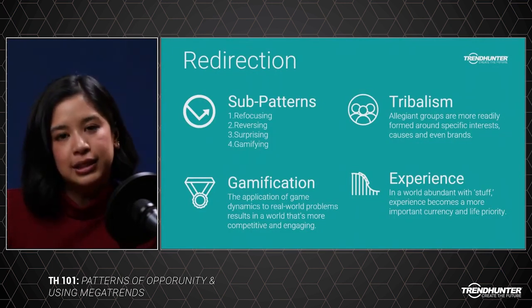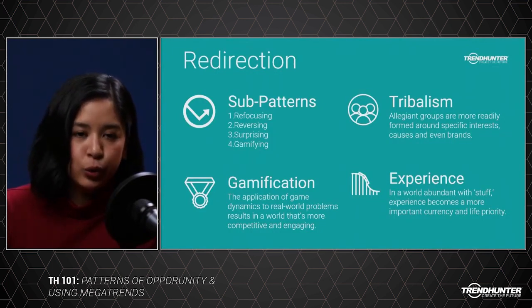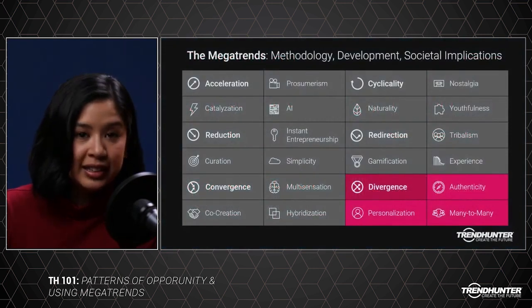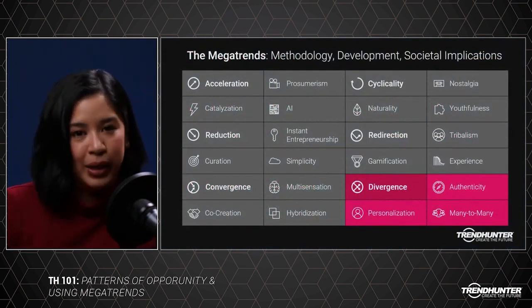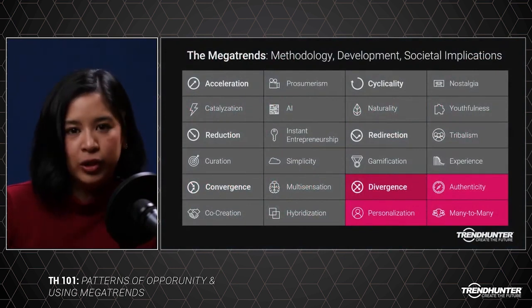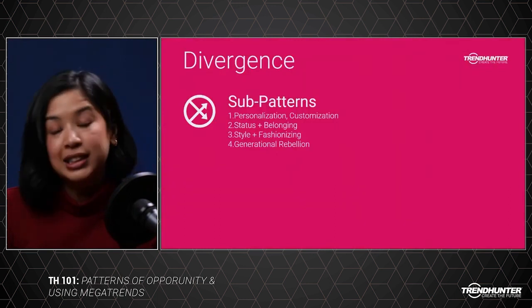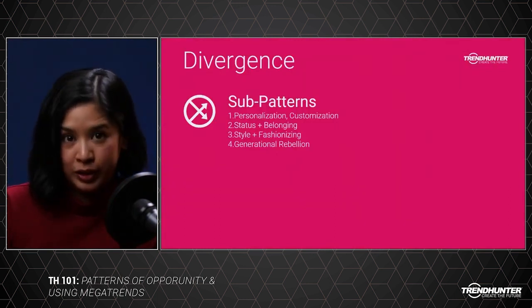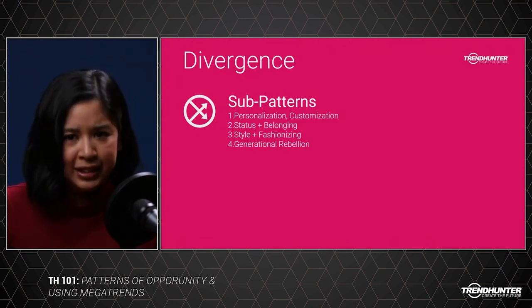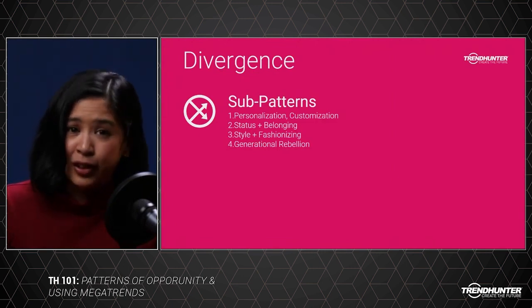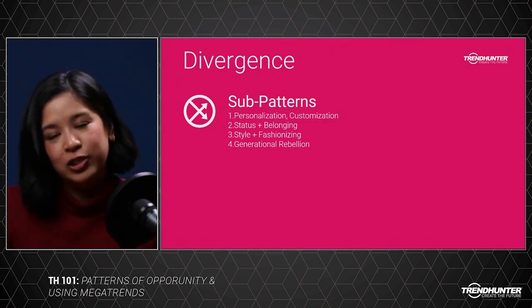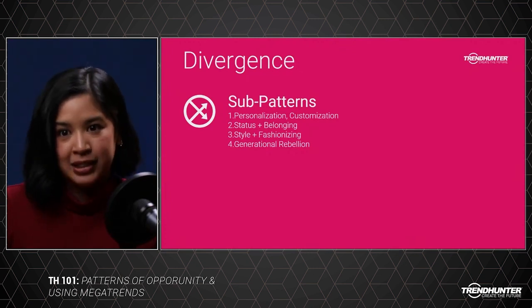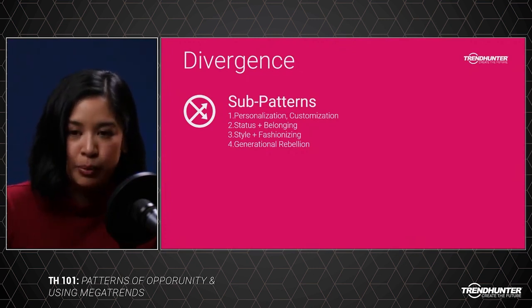So that sums us up for the megatrends under redirection and takes us to our final set of megatrends for today and, of course, our final pattern. Now, as I said, divergence is actually one of the more popular patterns of opportunity because I think it's quite easy to understand and, frankly, a lot of fun to execute. Divergence is about going against the mainstream, and who doesn't love a little bit of rebellion?